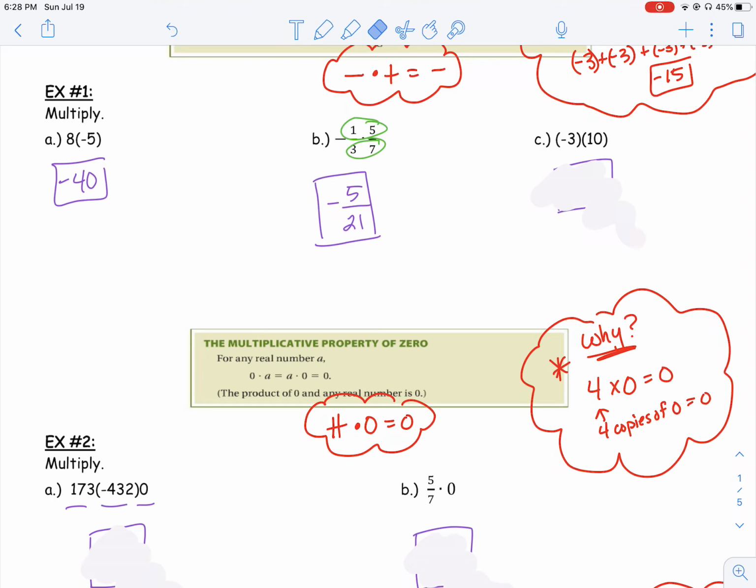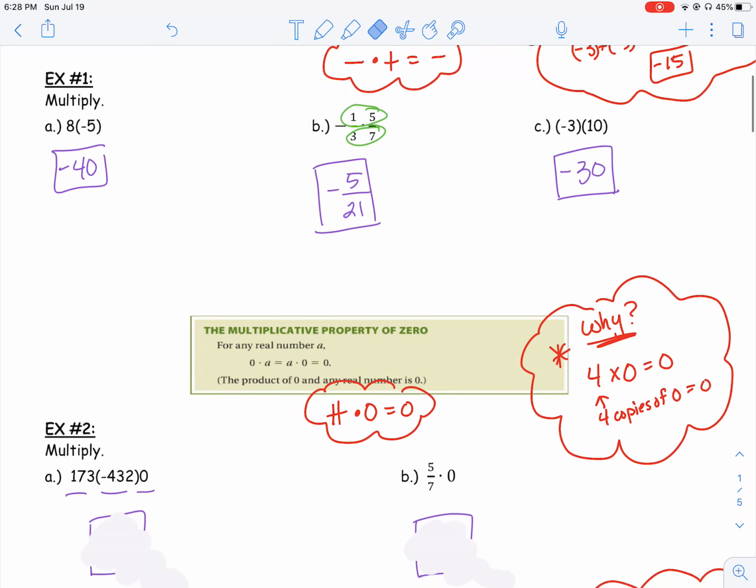So C has a negative 3 times a positive 10. Again, the parentheses next to each other indicate that we're multiplying those two numbers together. So if I have 10 copies of negative 3, I really have negative 30. A negative times a positive always gives me a negative.